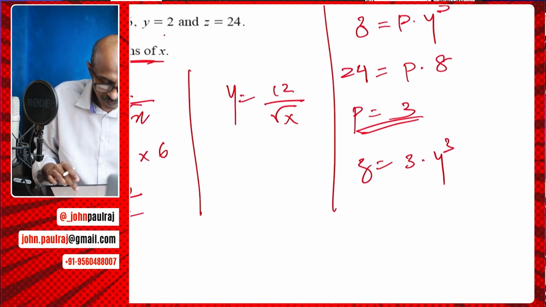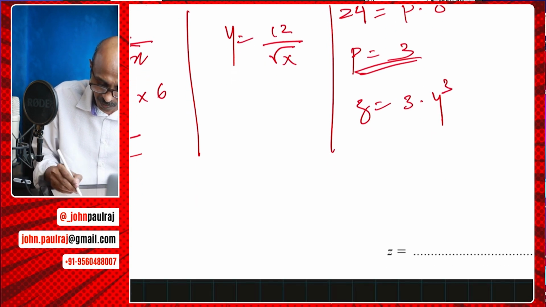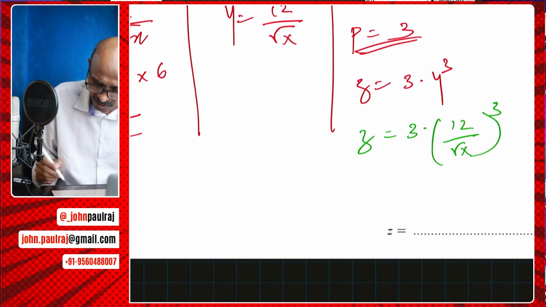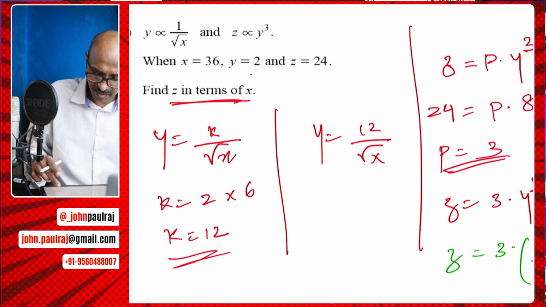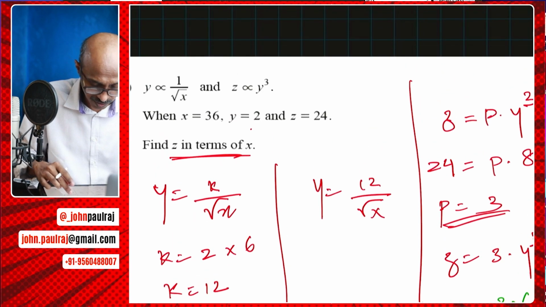And then since we need to find z in terms of x, you can replace this y by what you have here, 3 times 12 over root of x cubed, right, z. And if you want to simplify that, you go ahead and simplify or write it down. Basically, I thought it was a very interesting kind of question. The rest of it you can simplify and find the final compact simplified version, all right?